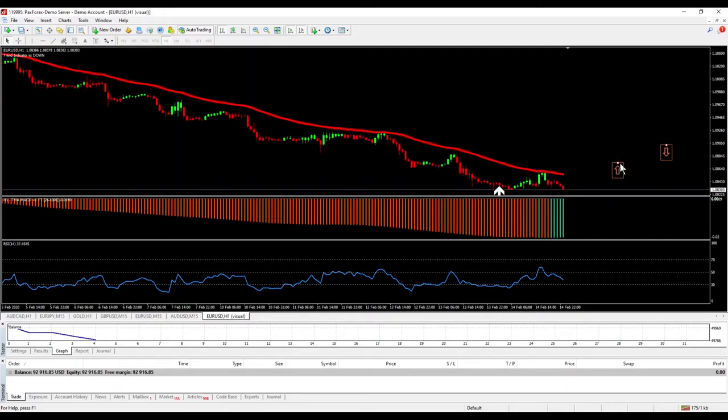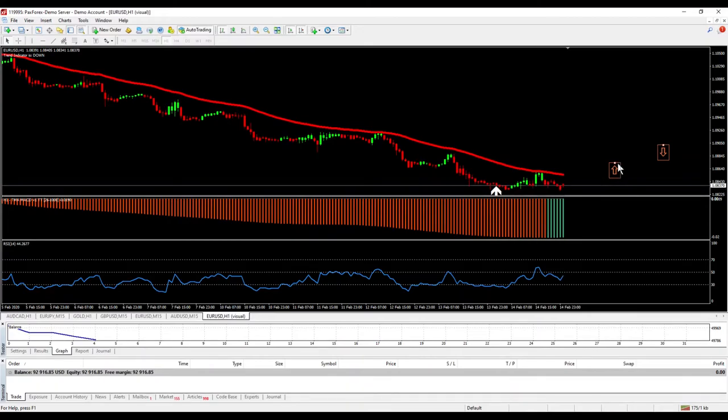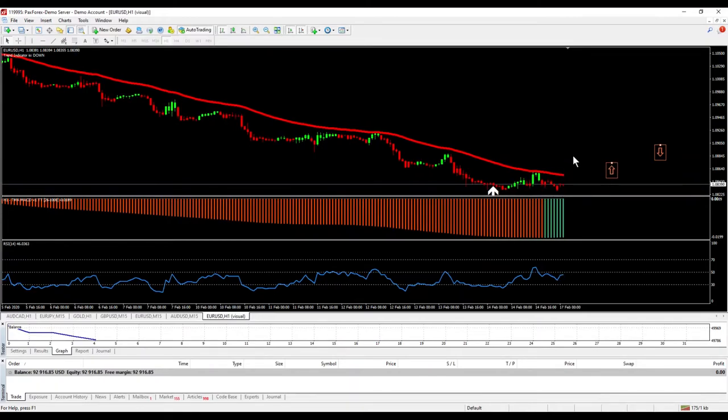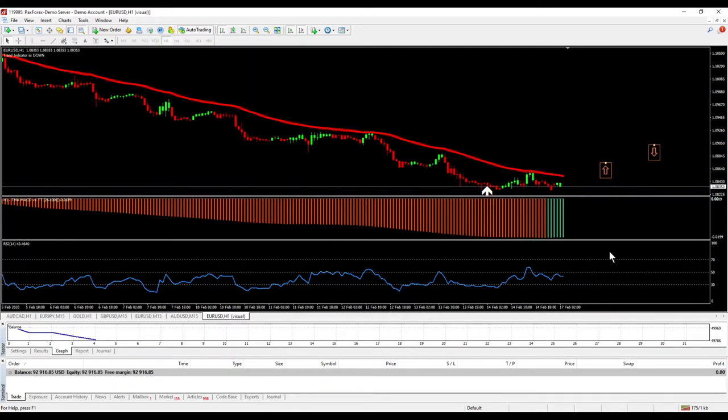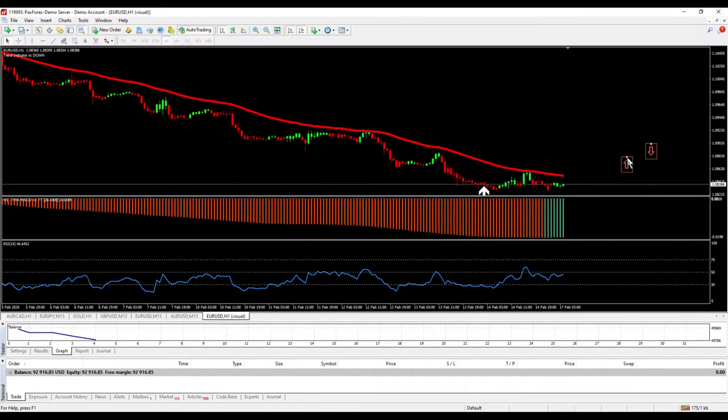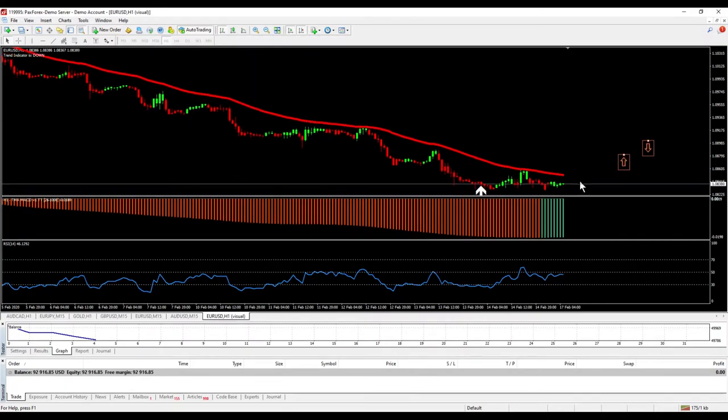We're still going down. The MACD is green, but we haven't crossed the 20 yet. We have to close above it, and the next candle will be a buy candle going up. We're almost there. It's trying. It's keeping us on our toes, that's for sure. I was hoping to get one more trade to show you guys.